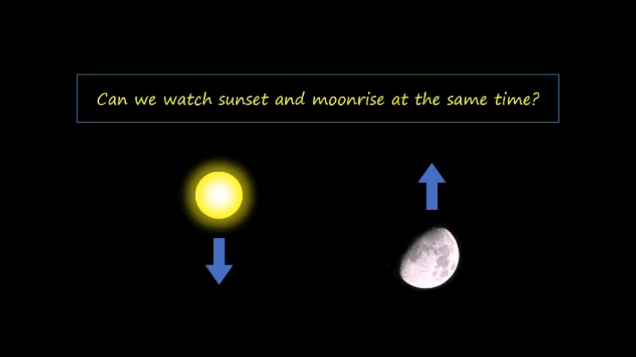Question is, can we watch sunset and moonrise at the same time? Technically yes, in case of full moon, which is at 180 degrees. Well, may not be precisely the same time, but of course within minutes of each other. It varies with the season and the observer's location.